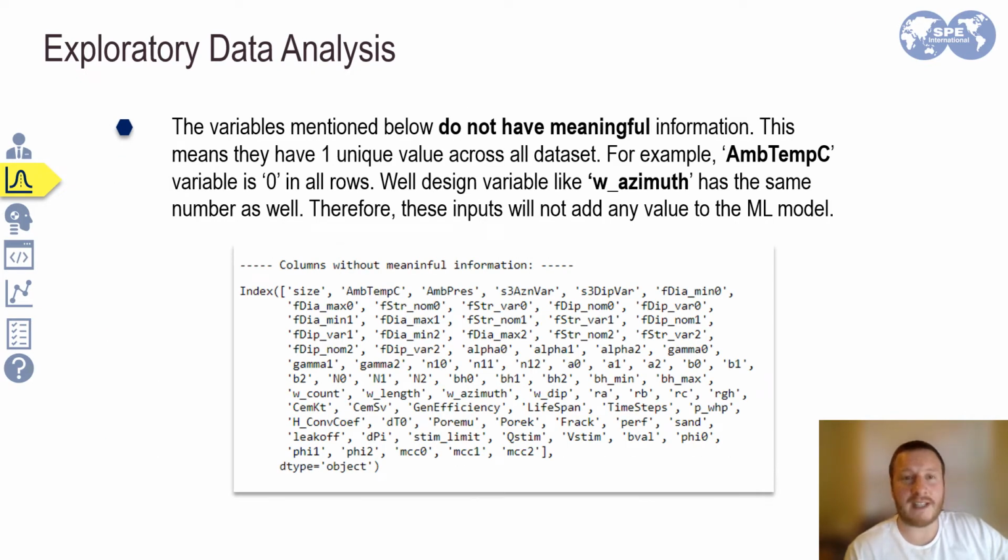Regarding checking and filtering inputs without meaningful information, we looked for features that have only one unique value across all datasets. Those variables will not contribute to the neural network. Instead, it could cause noise and slow down training. Here, it's important to mention that some well-design variables like azimuth, depth, and count had the same value, and we do consider they are important for machine learning algorithms to understand the outputs better. We did not use these inputs for the model, but we'll leave that comment on the side to move on.